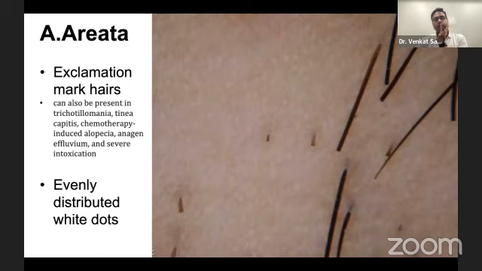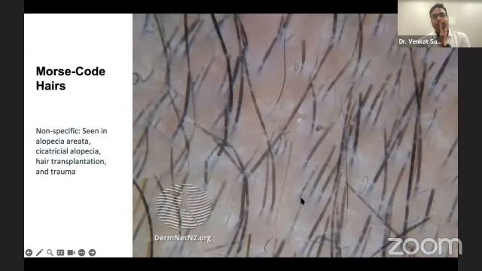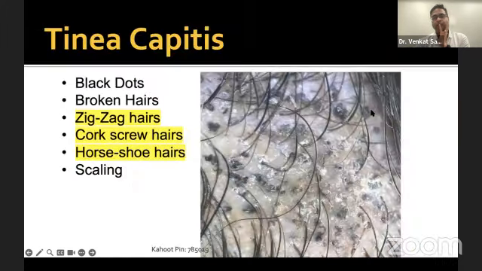There's no scarring. So that's a clue to this being alopecia areata rather than tinea capitis. There's no scaling or any other form of scarring alopecia. You can differentiate alopecia areata like so on trichoscopy. Sometimes you can see a tapered hair or inverse exclamation mark, and that's also not unusual in alopecia areata. Morse code hairs, again, can be seen in alopecia areata, but are not specific, where you're seeing white and black streaks within the hairs. These are called Morse code hairs.